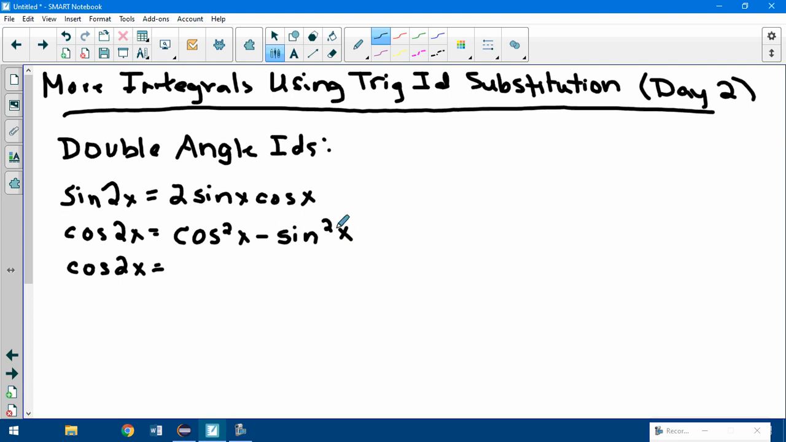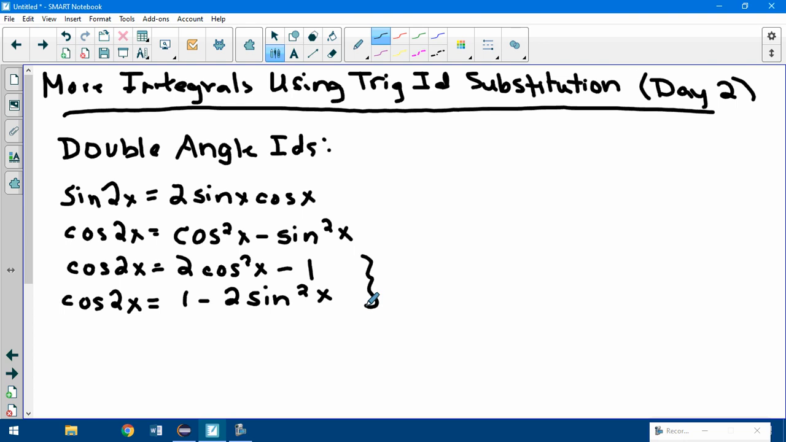So if I plug in 1 minus cosine squared here, I'd have cosine squared minus 1 plus cosine squared, so that would end up being 2 cosine squared of x minus 1. And similarly, we could write it with just sines. If I replaced cosine squared with 1 minus sine squared, I'd have 1 minus 2 sine squared of x. Now these last two I want to look at again. These are the ones you would have done a lot in pre-calc, something you probably haven't done too much.